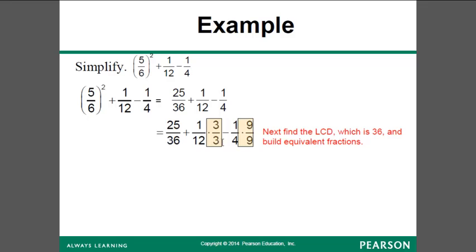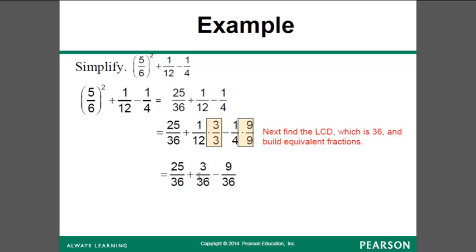Remember, what you do to the denominator, you must also do to the numerator. I've done the same thing with the 4. 4 times 9 will give me 36, and I must multiply the numerator by 9. When I do so, that will give me 25/36 plus 3/36 minus 9/36.